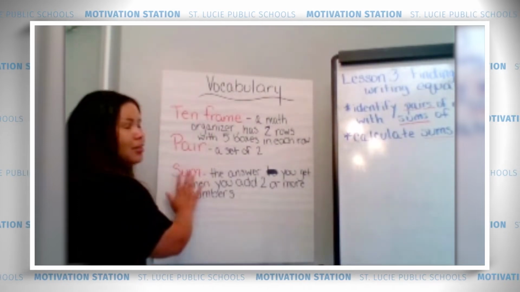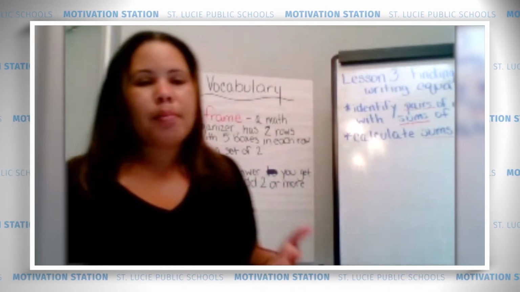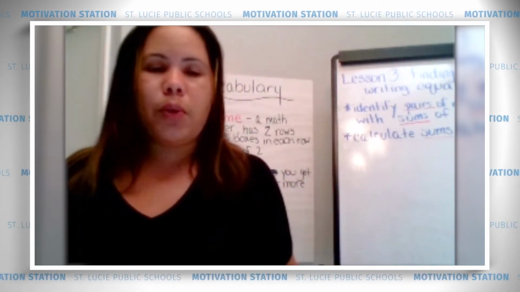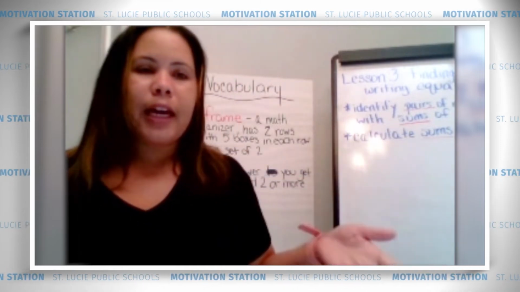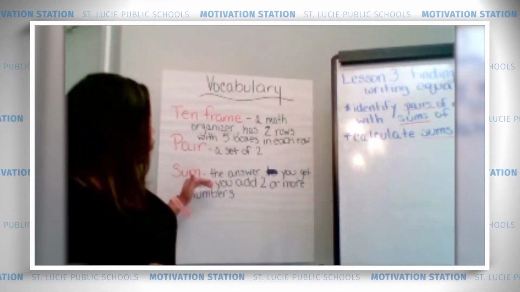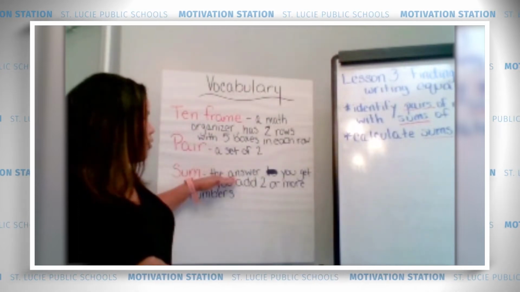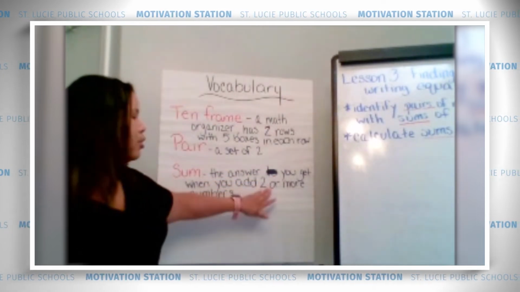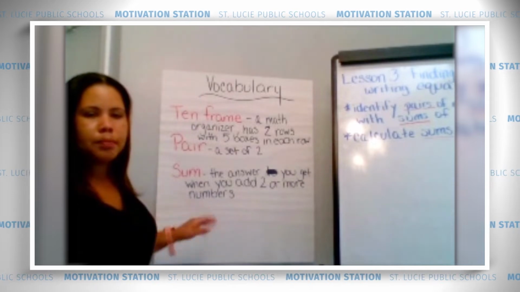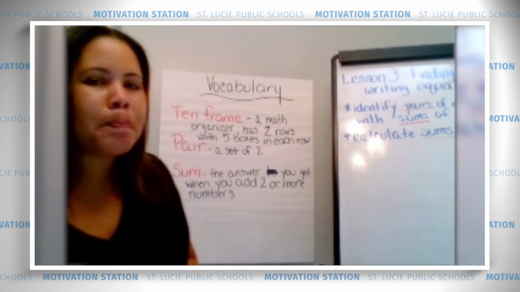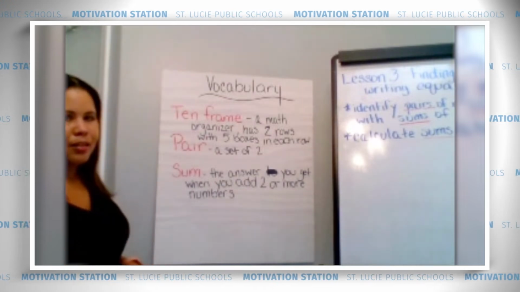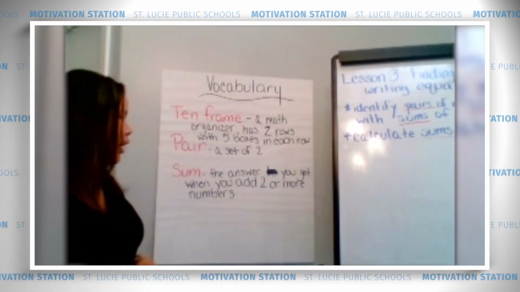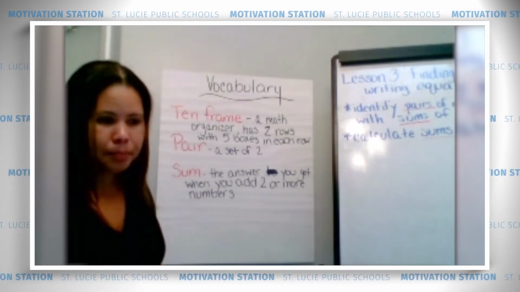Now I have a definition here, but think about what a sum is. If we have an equation, an addition equation, the sum is the answer to that problem. So you can write the word sum, and for your definition, you could put the answer you get when you add 2 or more numbers. Is that pretty long? I think you guys can write that. But if we want to shorten it, let's just say sum, the answer you get when you add numbers.